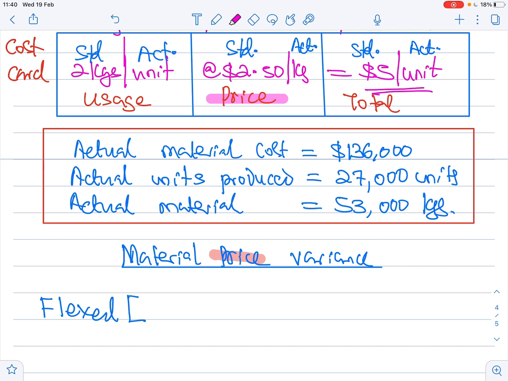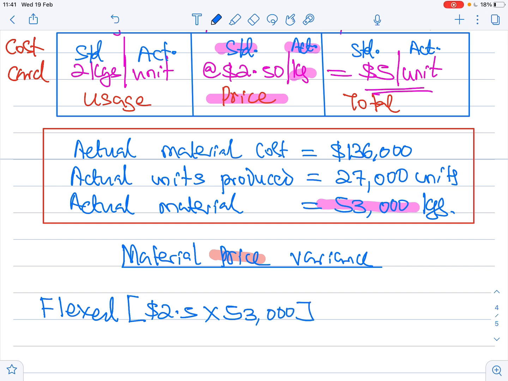So what am I going to do now? This is where it matters to us. The standard that I put there is saying $2.5. So write it, $2.5, and then you multiply. Multiply by what? You multiply by the actual kgs. What's the actual kgs in this question? Look at it, 53,000 kgs. So come in and multiply by 53,000.